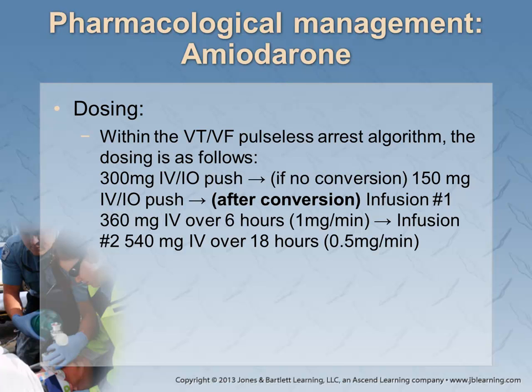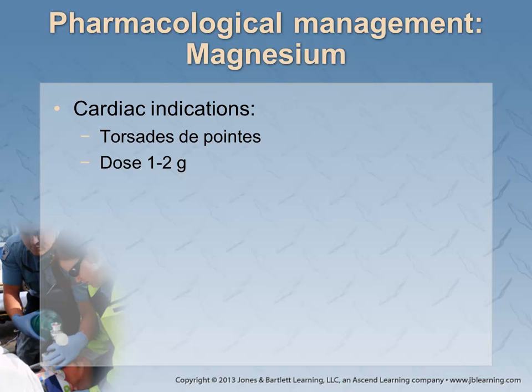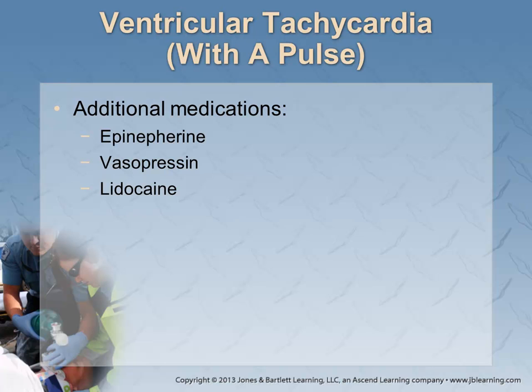Within the VTAC, VFib pulseless arrest algorithm, and I'm kind of jumping ahead right here, but we'll come back to it: 300 initially, if no conversion, then 150, right? You remember that? If you convert with it, then you're going to want to start an infusion, right? Mag, we're going to use for torsades. Torsades, polymorphic. Remember torsades, twisting of the points, so you see a little bit of VFib and VTAC and all that. And your dose is 1 to 2 grams.